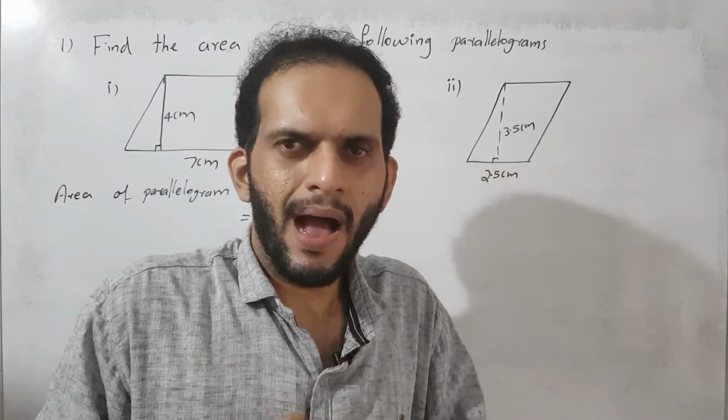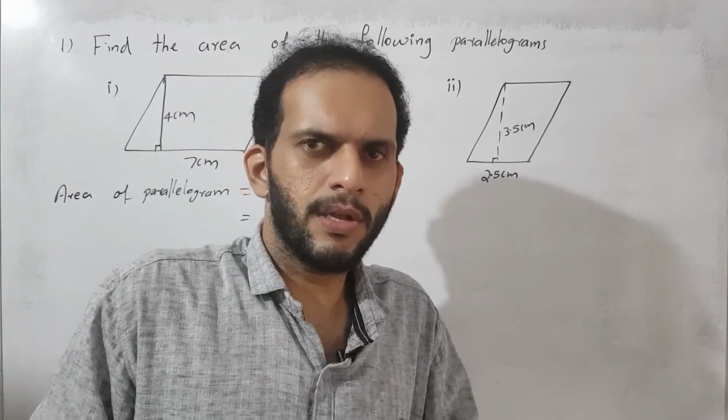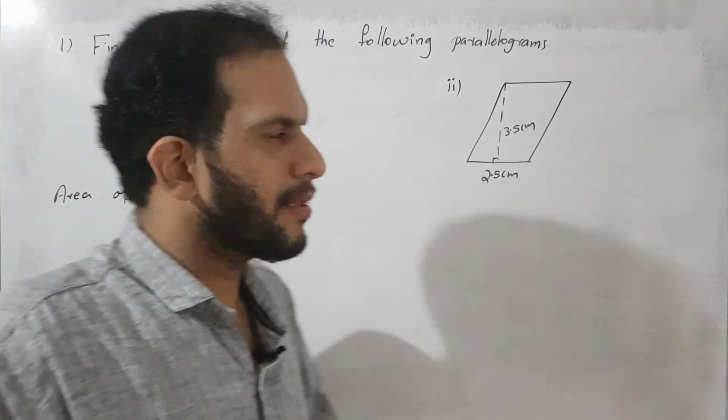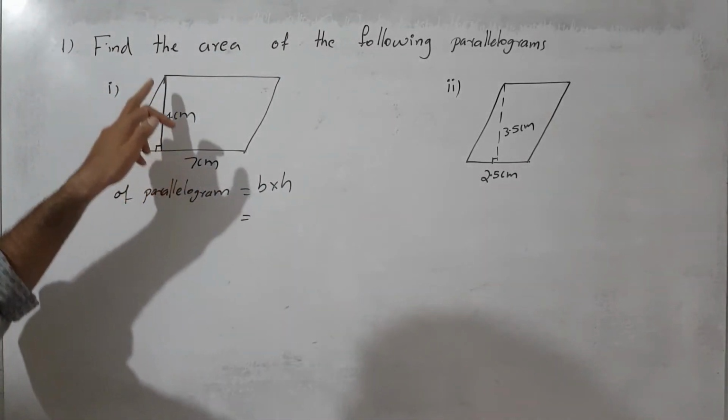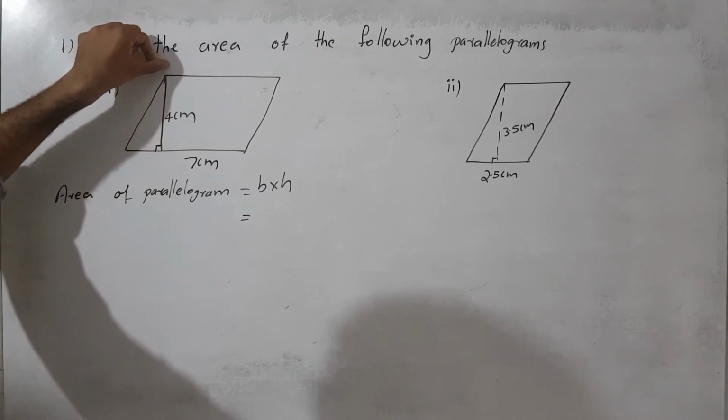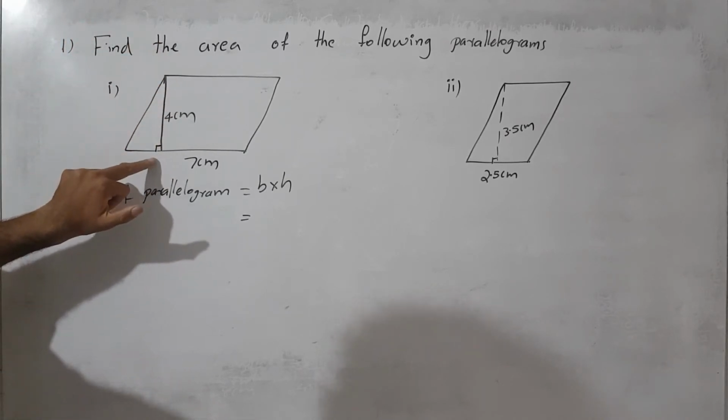Okay, what do we call it? Height or distance, denoted by the letter h. Is it given here? Yes, it is given. What is that? 4 centimeters. It's a perpendicular drawn from the opposite side to that side.